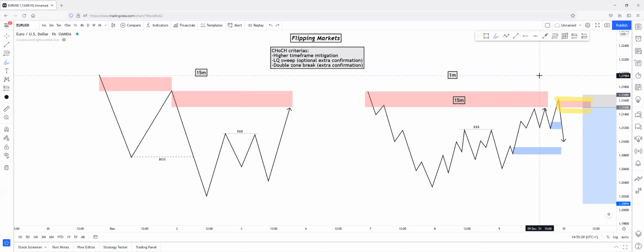The second one is a liquidity sweep. It's an optional extra confirmation. So it's a really, really good confirmation, and it almost has to happen. And the third one is the double zone break, and it's also an extra confirmation, because you will be more sure about your trade and your position if it breaks through several zones, 2 or 3 zones.